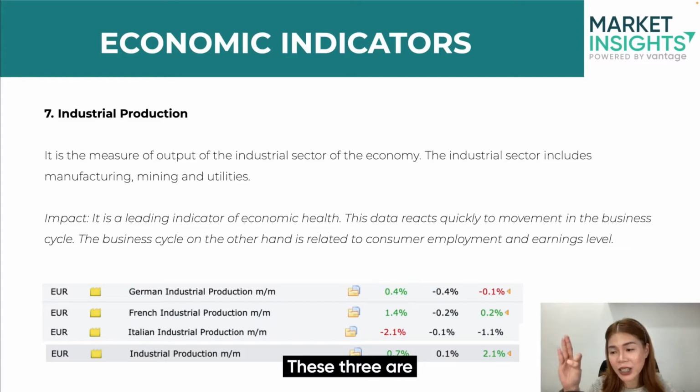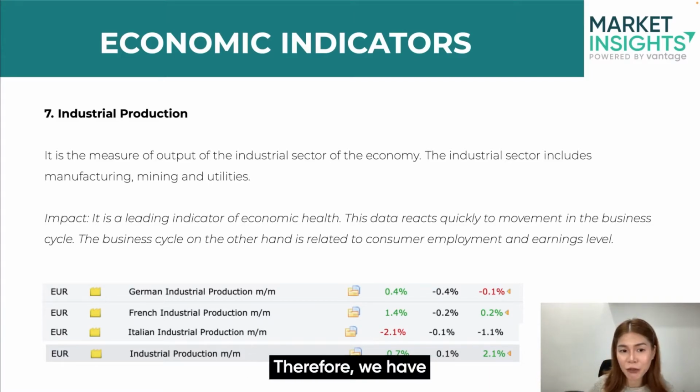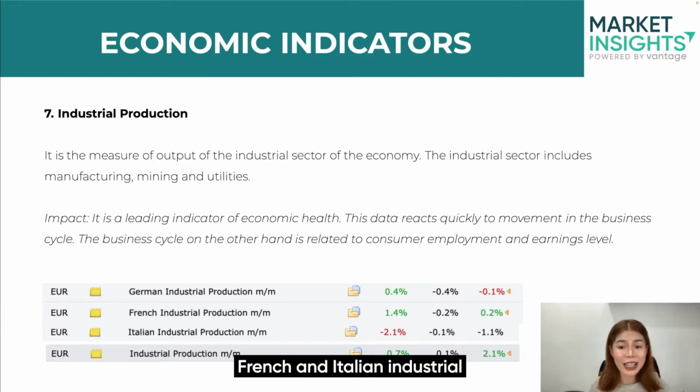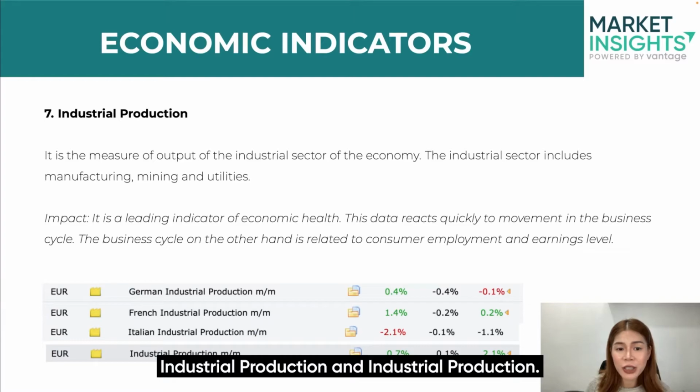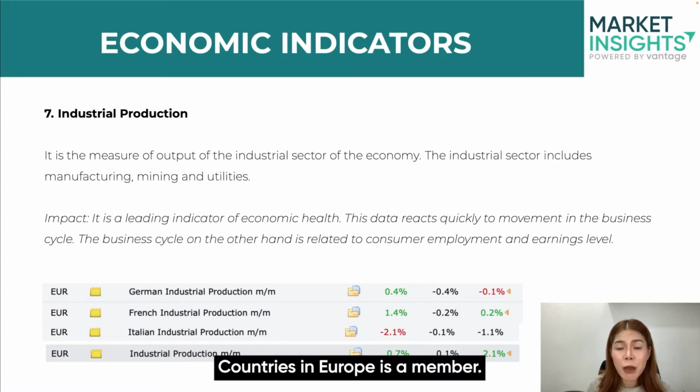These 3 are the biggest economies out of all the member states, and we only pay attention to these 3 countries. Therefore, we have German, French, and Italian industrial production over here. And then finally, we have the industrial production, just industrial production. This refers to the industrial production for the entire Euro area. I say Euro area, not Europe, because not all countries in Europe are members of the European Union.